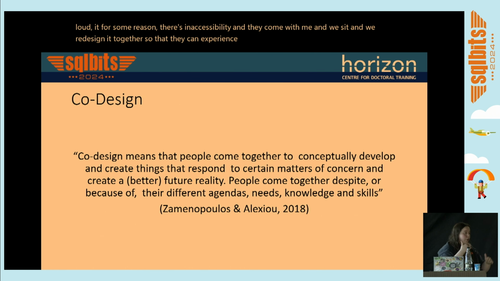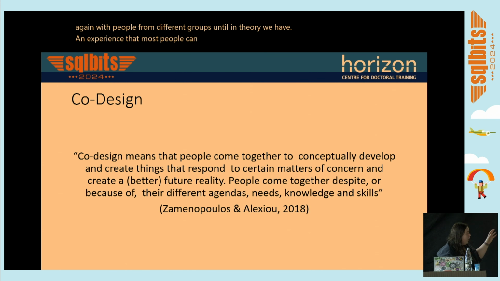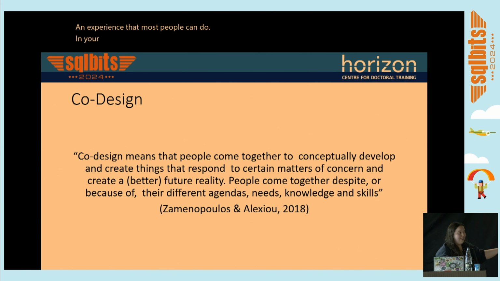And I do that over and over again with people from different groups until, in theory, we have an experience that most people can do. In your world, this is a bit harder, I would assume. But also what this means is designing with your users.